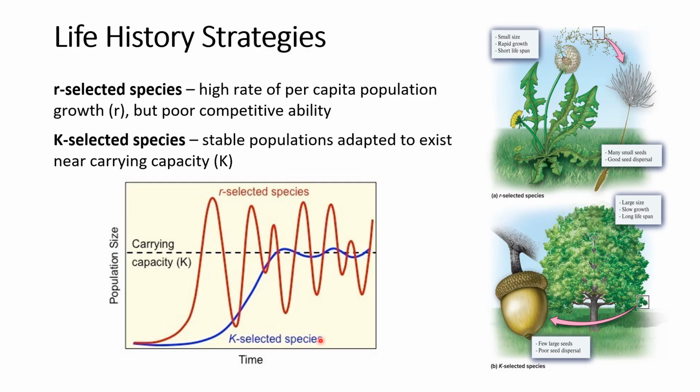Now, K-selected species, like large mammals and predators, would have exponential growth at first, but then once they reach the carrying capacity, there's a little overshoot and a little undershoot, but it basically follows the carrying capacity or exists near it, and it's much more stable. And so that's the difference between what we call an r-selected and K-selected species.